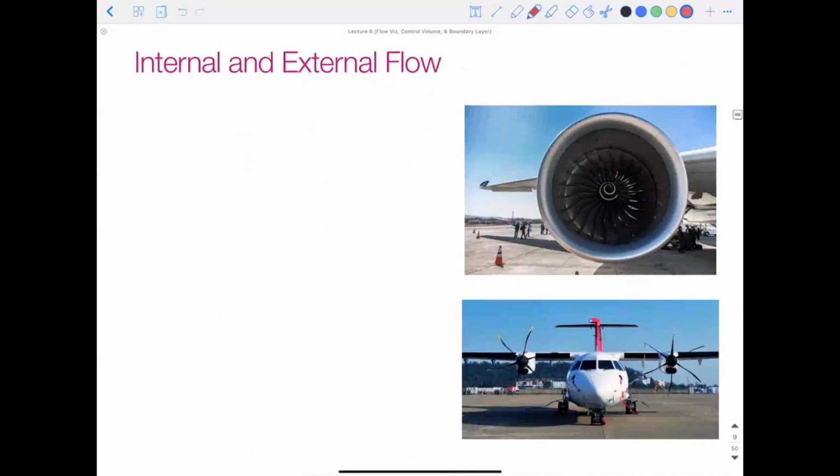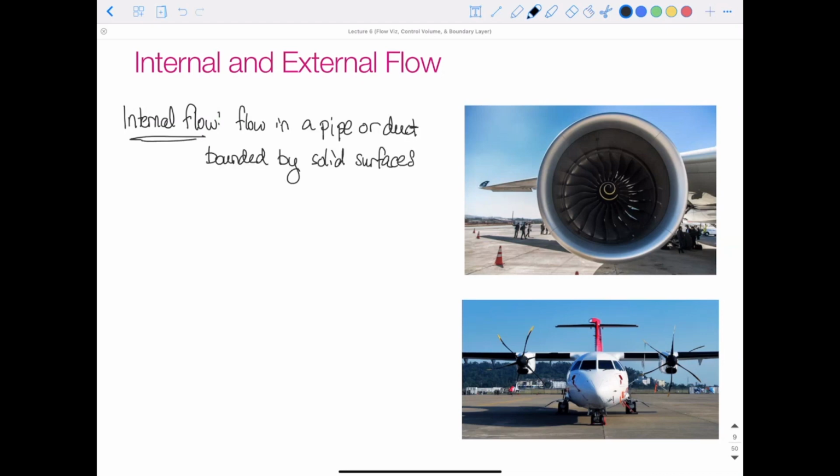So quite simply, we'll just call internal flow the flow in a pipe or duct where the fluid is bounded by solid surfaces. And external flow would be the flow of an unbounded fluid over a surface.